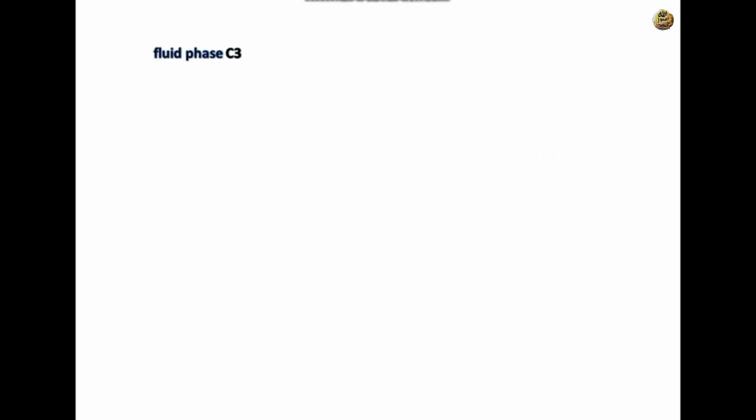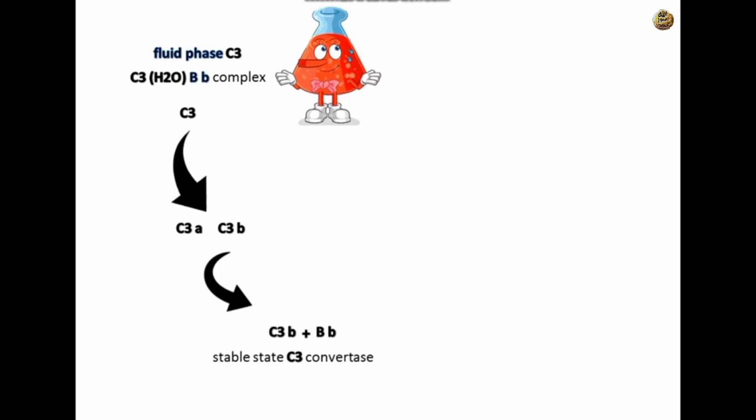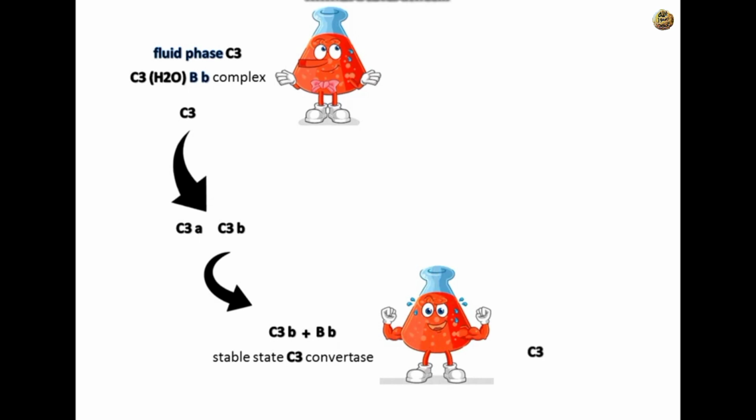The fluid phase C3 convertase works on a few molecules of C3 and converts them into C3a and C3b. After that, C3b along with Bb combines and forms the stable state C3 convertase in the form of C3bBb. This C3 convertase works on C3 proteins, cleaving them and making them active while cleaving them into C3a and C3b.